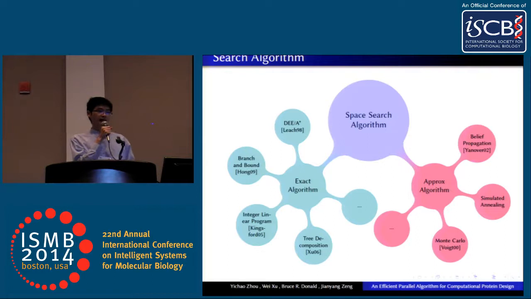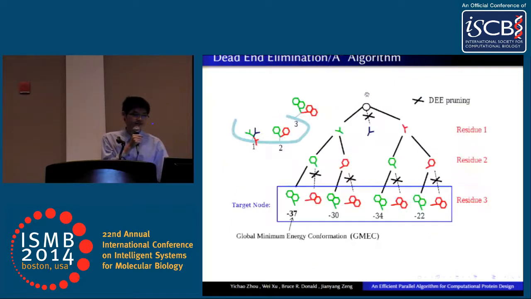On the other hand, exact algorithms, such as the combination of dead-end elimination with A star, branch and bound, and tree decomposition, can guarantee that the global minimum energy conformation, the optimal solution, will be output as the final solution. Among them, dead-end elimination with A star is very popular. In this design strategy, dead-end elimination is first applied to the search tree to prune some branches that are probably not in the final solution.